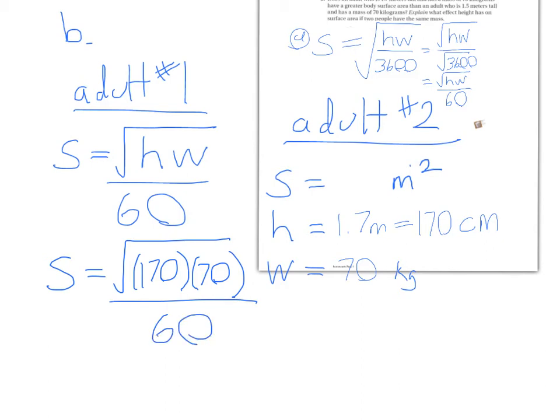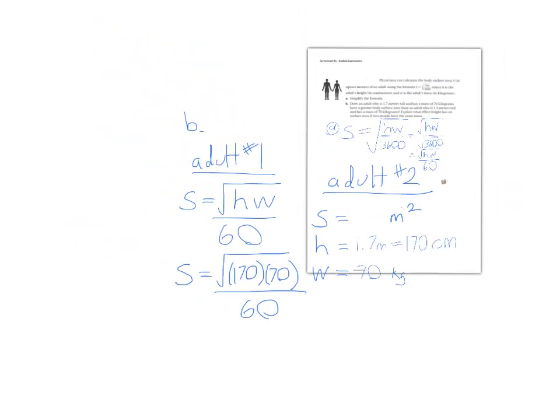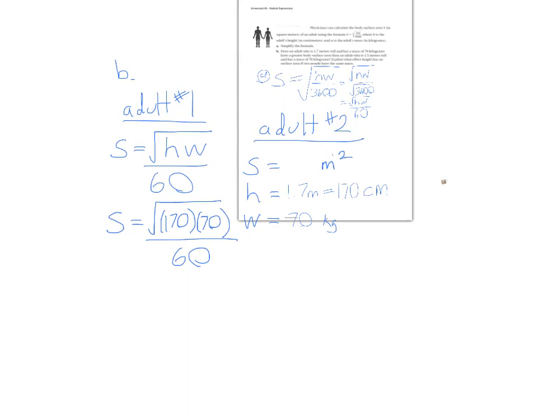So now we have all the information we need. We just need to start calculating. So let's give ourselves a little bit more room here. And here we go. Order of operations is grouping symbols first. And within the grouping symbol, which is the radical sign, we've got 170 times 70, which is 11,900. Feel free to confirm that on your own if you wish. And we're still dividing by 60.